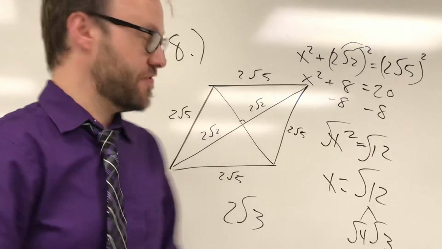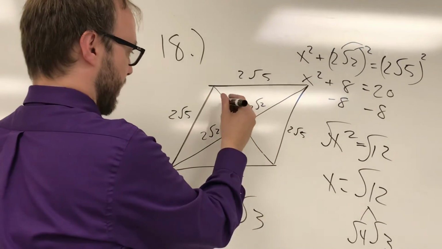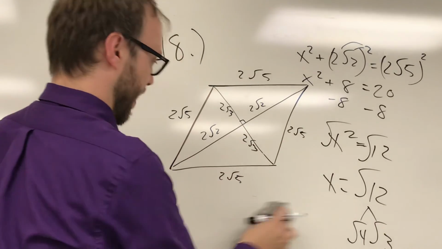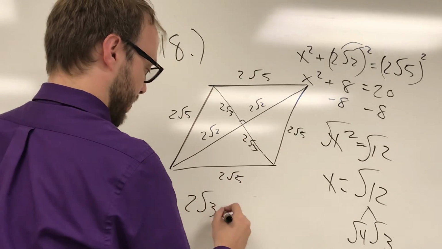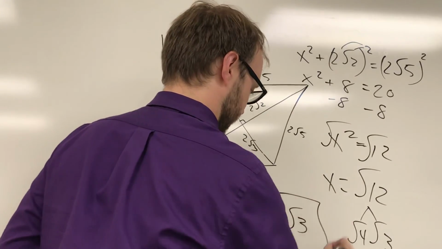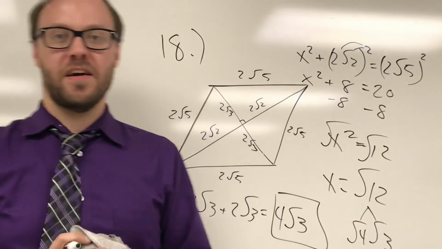Remember what they ask us to find. They want the length of the diagonal. So we've got a 2 radical 3 there. We've got a 2 radical 3 there. Again, we know from Algebra 1, when you add like terms, 2 radical 3 plus 2 radical 3 gives us a total of 4 square roots of 3. So 4 radical 3 is the length of our missing diagonal.